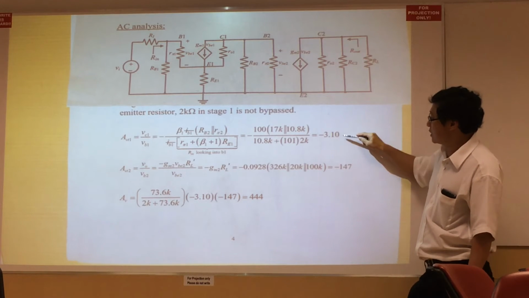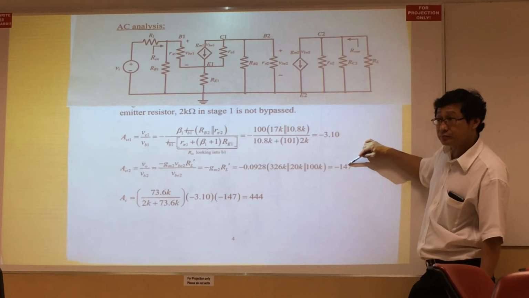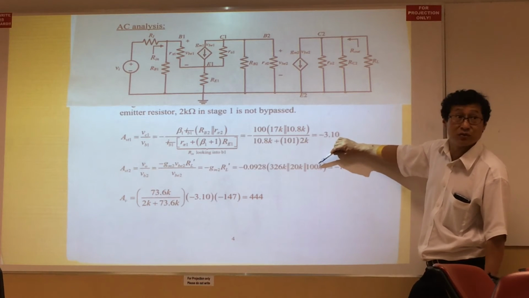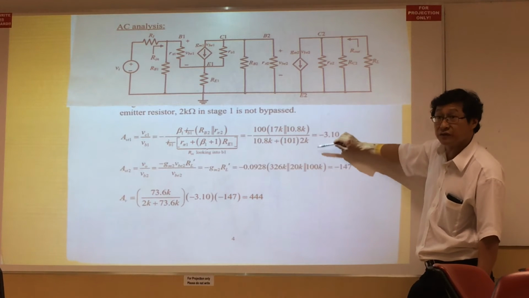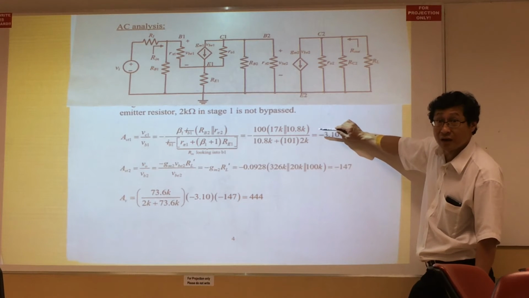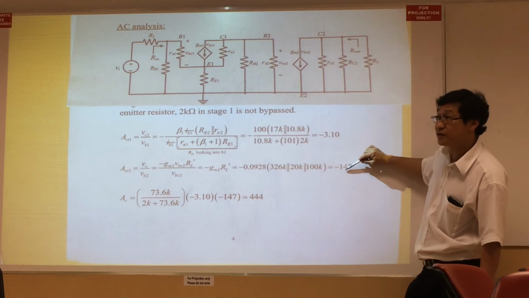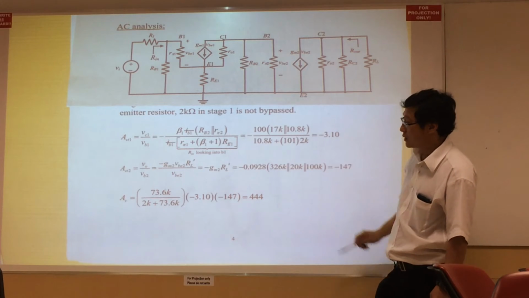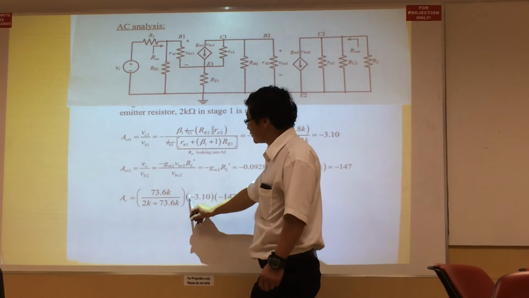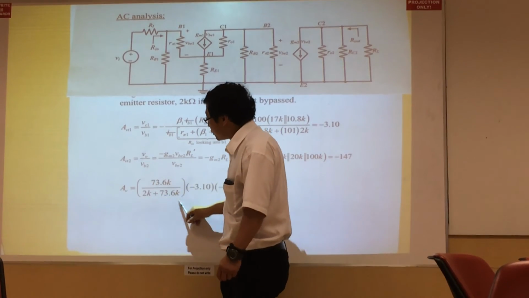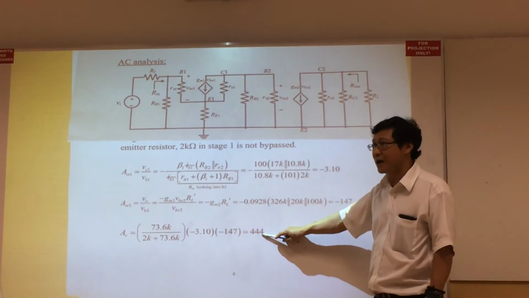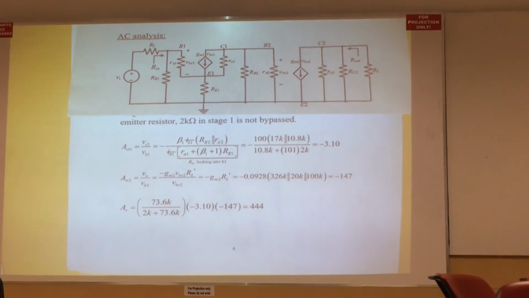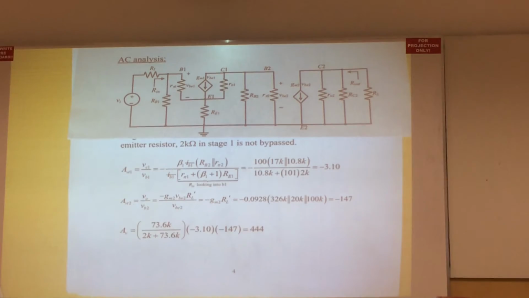Realize that the gain is very different, even though the DC conditions of the 2 stages are the same. And yet the gain is so much different. Why? Because there is no emitter resistor here. And therefore, when you multiply the 2 gain stages plus the input attenuation, you find that the gain is very high. Okay? Any questions?